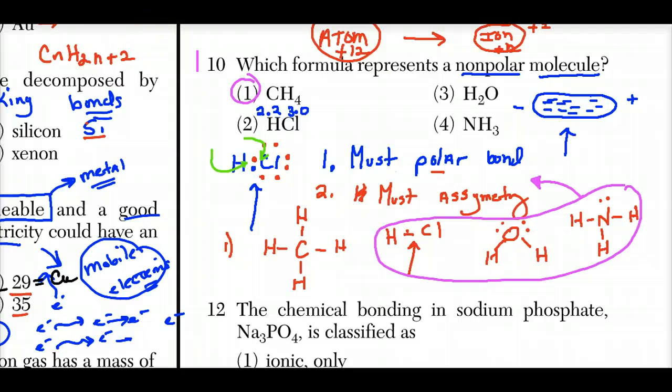Now, to be a nonpolar bond, as we didn't talk about here, just as a review, that's like chlorine bonded to chlorine. This would be a nonpolar bond sharing electrons equally, and if you have a nonpolar bond, you can never be a polar molecule. So something to go over there. So number 10 is 1.